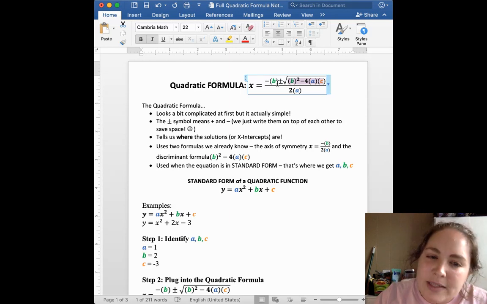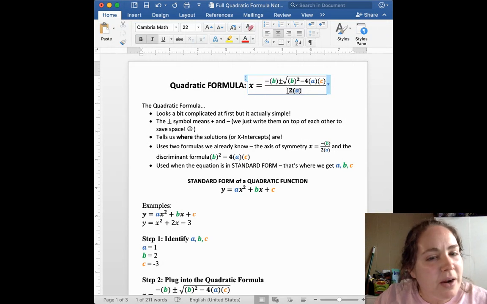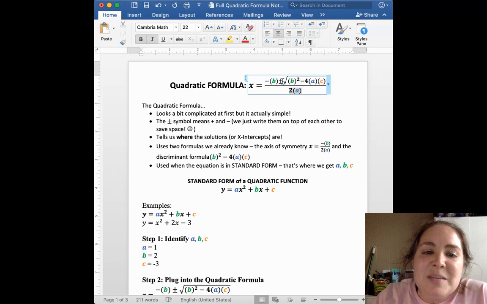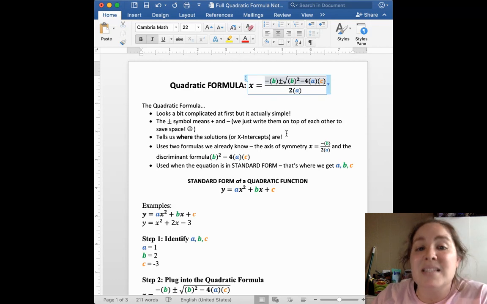And then if you look at the top here, negative b, and the bottom here, 2a, we've already used that too when we were finding the axis of symmetry or the x value of the vertex. So we have been using this formula in small pieces, and now we're going to put it together into the whole quadratic formula.